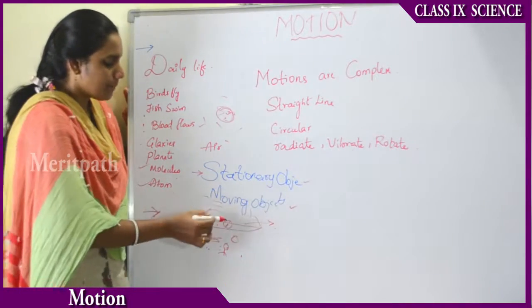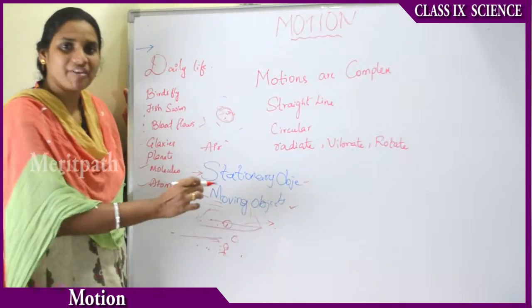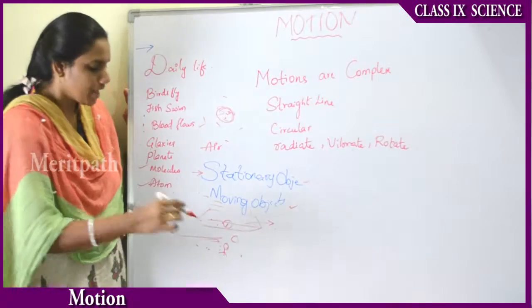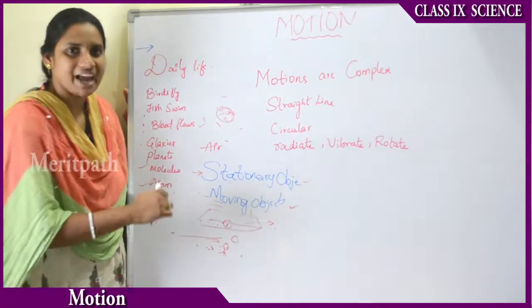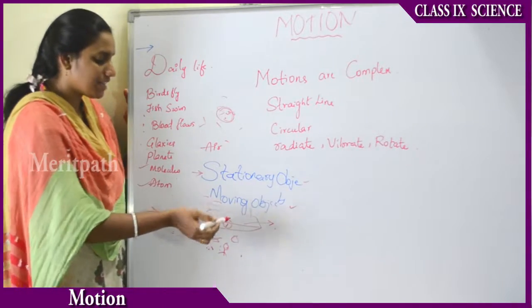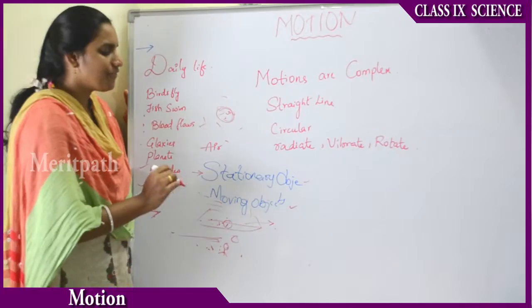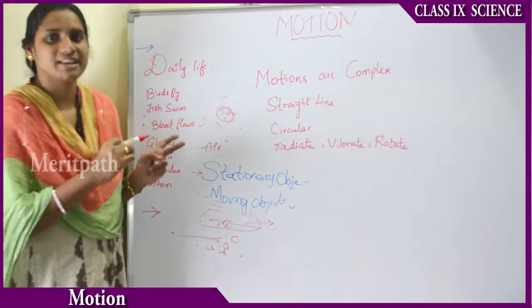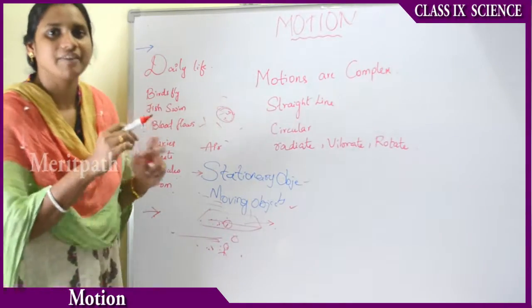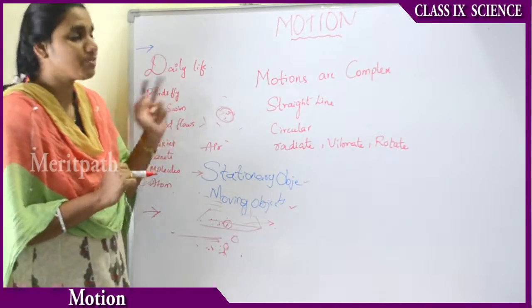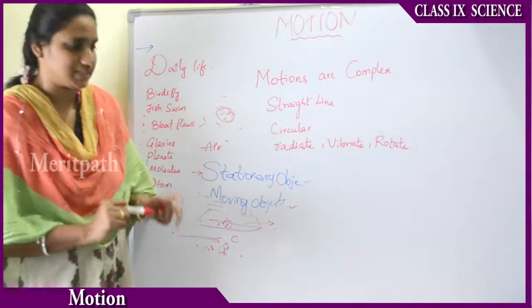For the person who is moving in the bus, he feels that the trees are moving. But for the person on the roadside, he feels that the bus and the passengers in the bus are moving. Therefore, we can say that motions are complex and they will be different from one person to another according to their positions and their motions.